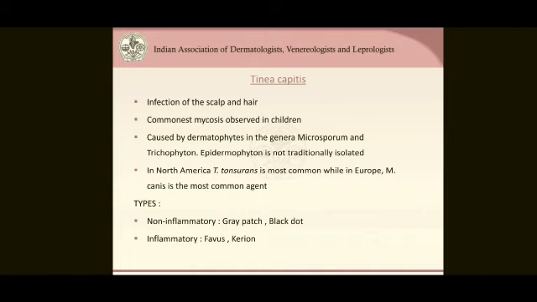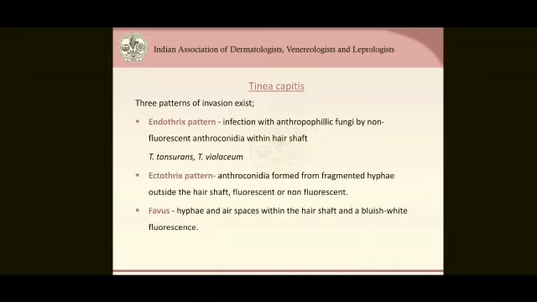It has two types, inflammatory and non-inflammatory. Non-inflammatory are the grey patch type and black dot type. Inflammatory are the favus and kerion. Depending on the invasion, it is again subdivided. Endothrix, wherein the infection of the fungi will be within the hair shaft, for example Trichophyton tonsurans, Trichophyton violaceum. Ectothrix is through the fragmented hyphae outside the hair shaft.